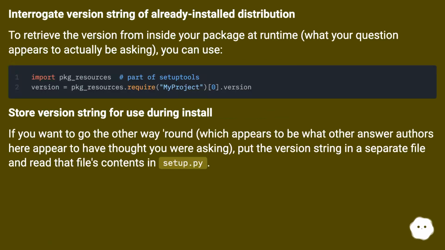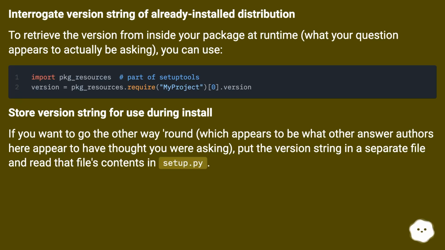Interrogate version string of already installed distribution. To retrieve the version from inside your package at runtime, what your question appears to actually be asking, you can use this. Store version string for use during install.